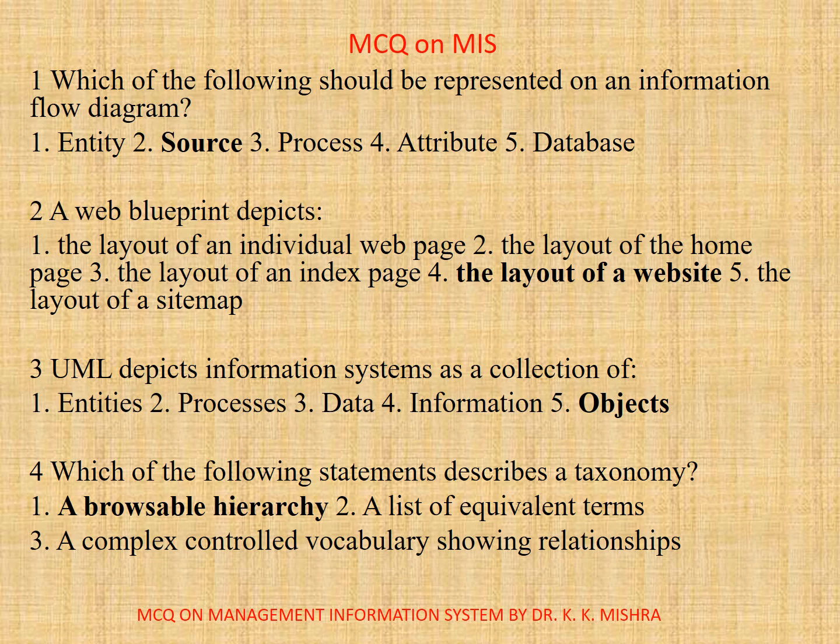3. UML depicts information systems as a collection of, options are 1. Entities, 2. Processes, 3. Data, 4. Information, 5. Objects. Correct option is 5. Objects. Question number 4. Which of the following statements describes a taxonomy? 1. A browsable hierarchy, 2. List of equivalent terms, 3. A complex controlled vocabulary showing relationships. Correct option is 1. A browsable hierarchy.